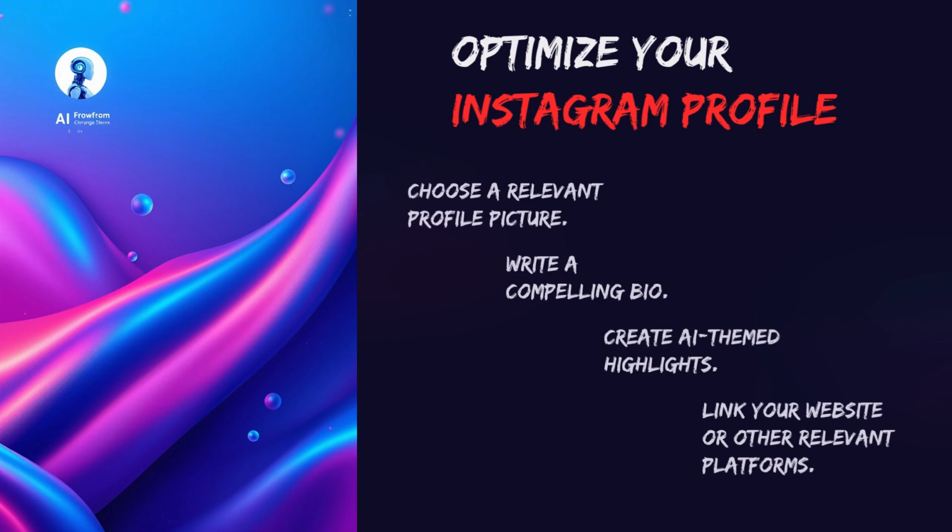Write a compelling bio. Include keywords related to AI and your niche to attract the right audience. Use emojis for visual appeal. Create AI-themed highlights. Showcase your expertise in AI through curated highlights. Use AI-related icons or graphics for each highlight. Link your website or other relevant platforms. Make it easy for people to learn more about you and your services.